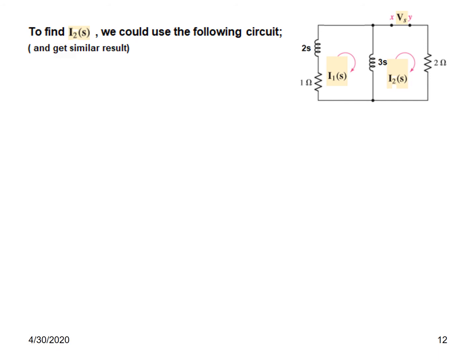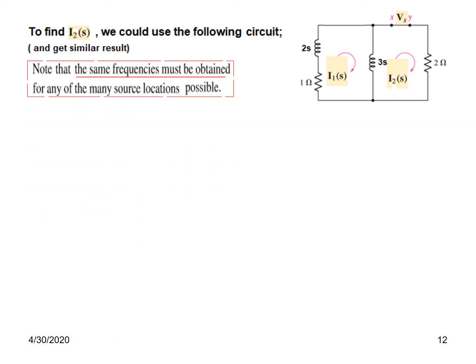And as we have mentioned, for the same circuit, if you change the source from this place to this place, the result will be the same, or that is, the roots will remain the same. Note that the same frequencies must be obtained for any of the many source locations possible. So we discussed this initially, and therefore we don't go into the calculation. But if you are keen, you can just solve these in parallel and then find I from the circuit.